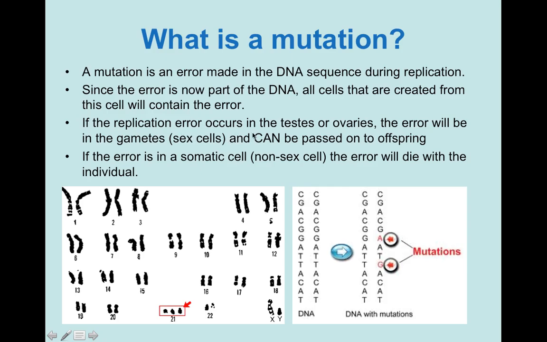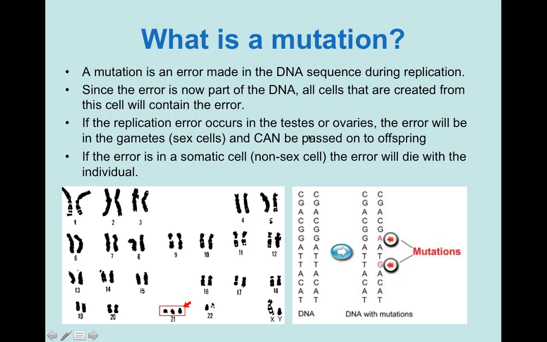Now, just a couple things. If a replication error occurs in the testes or ovaries, the error will be in the gametes and can be passed on to their offspring. That would be like passing on a disorder, like cystic fibrosis or Huntington's disorder. Those are errors that you can pass on to your offspring. Passing on something like cancer is a little bit different. That would be very difficult to pass on. You could pass on the predisposition to develop cancer, but you most likely wouldn't be passing on the disease itself because most people develop cancer after they're already born.